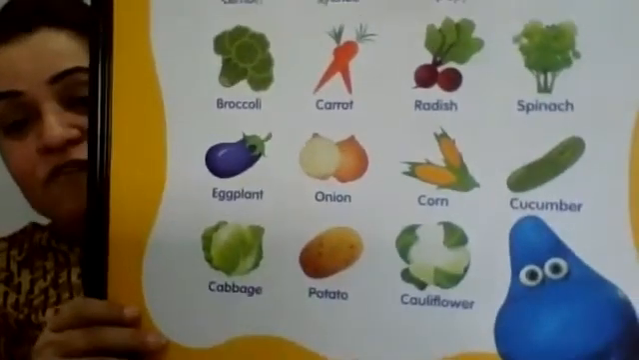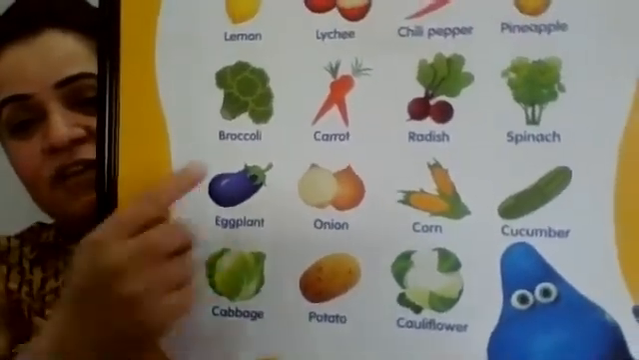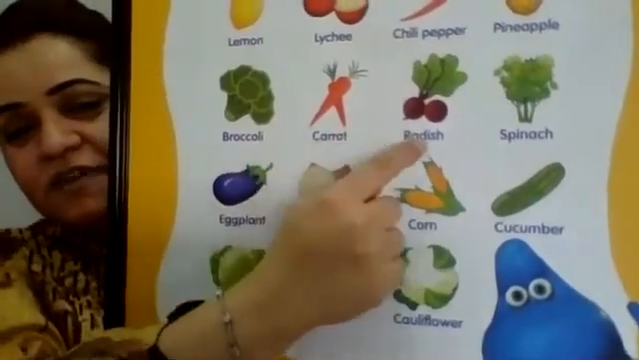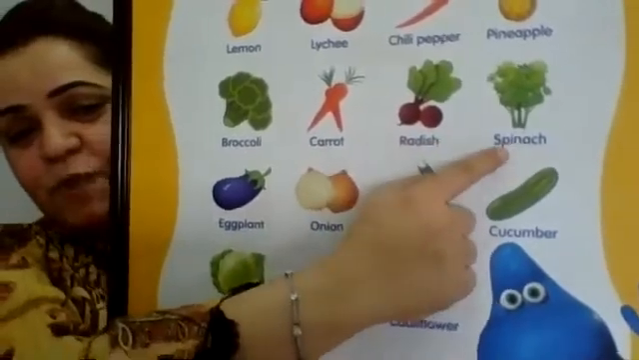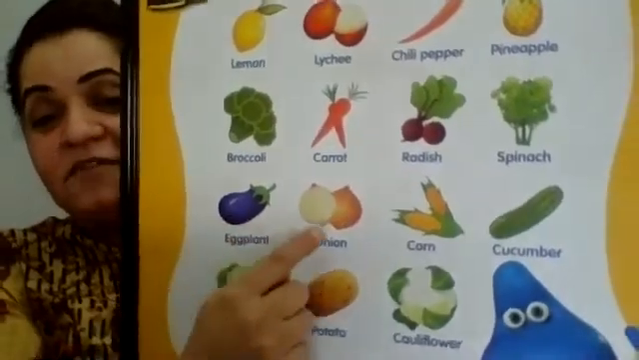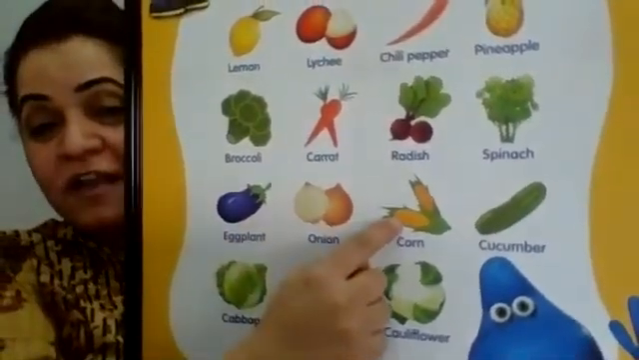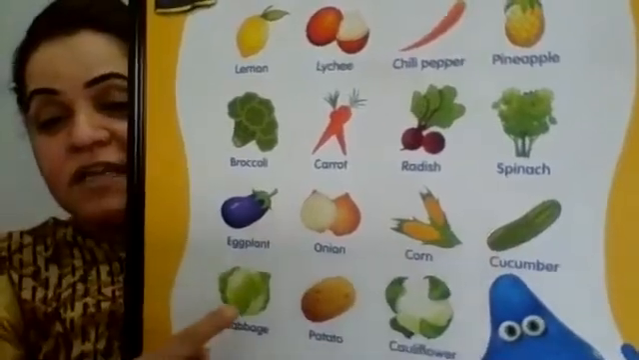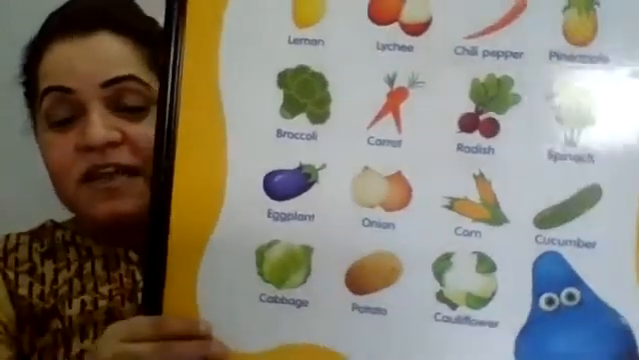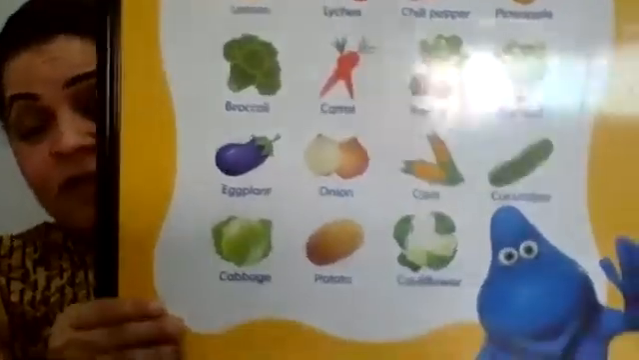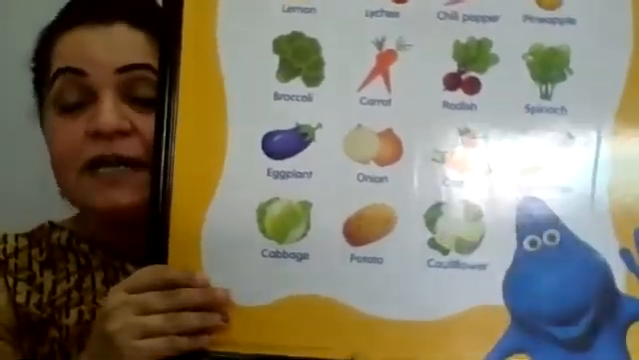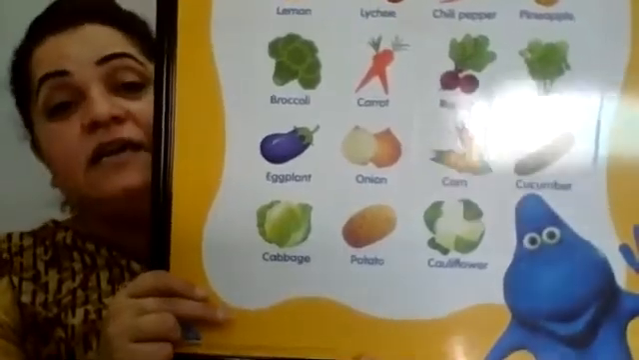So we have V for vegetables. We have broccoli, carrot, radish, spinach, eggplant, which we call brinjal as well. We've got onions, corn, cucumber, cabbage, potato, cauliflower. So there are a couple of pictures, a couple of vegetables. They're not all the vegetables which we have and which we eat. These days we are eating ladyfinger as well, which we call okra.